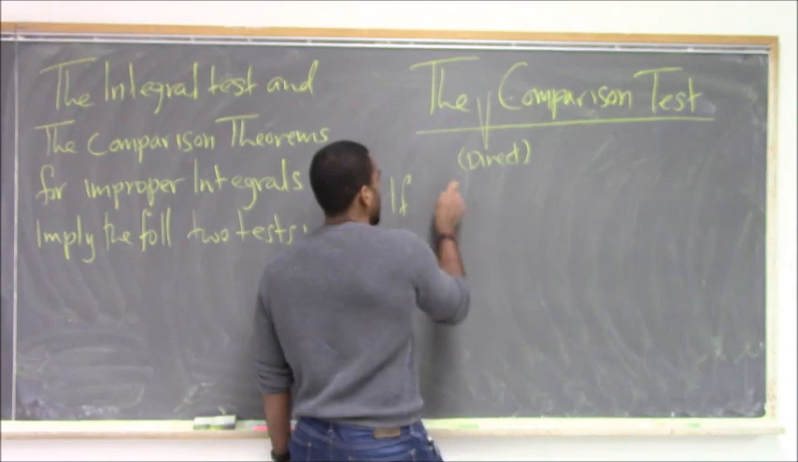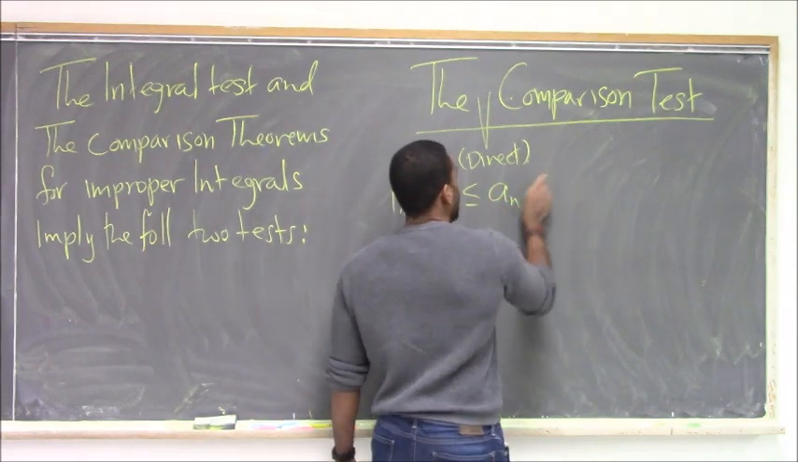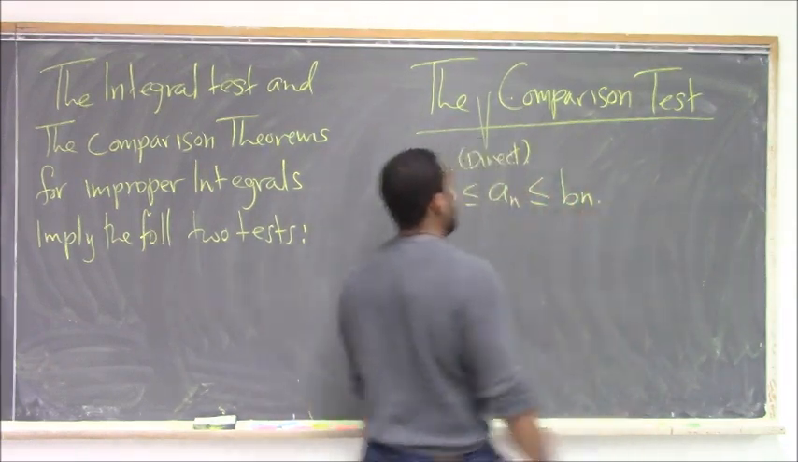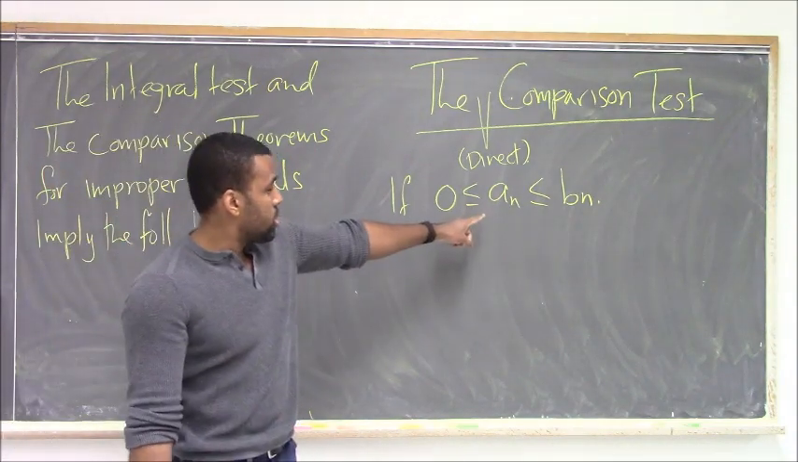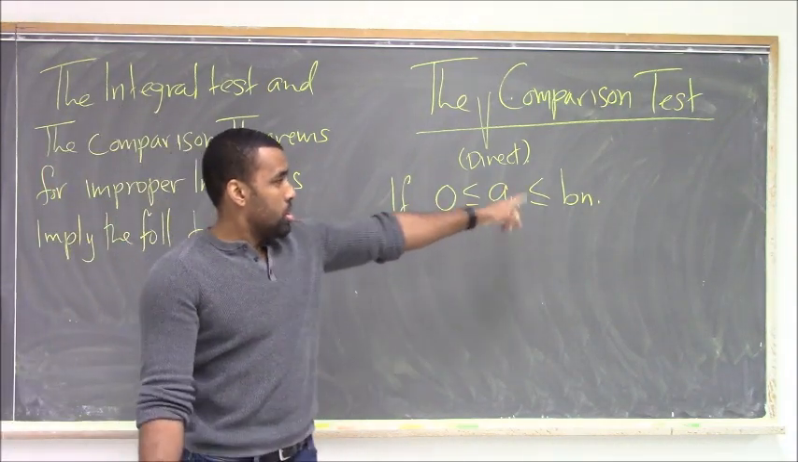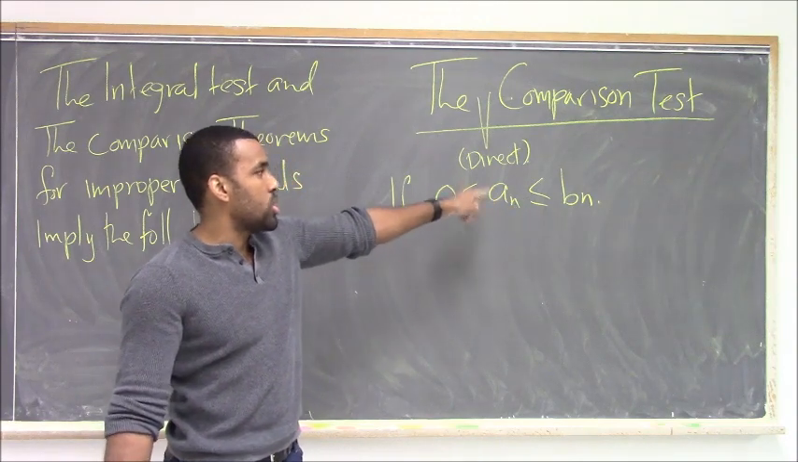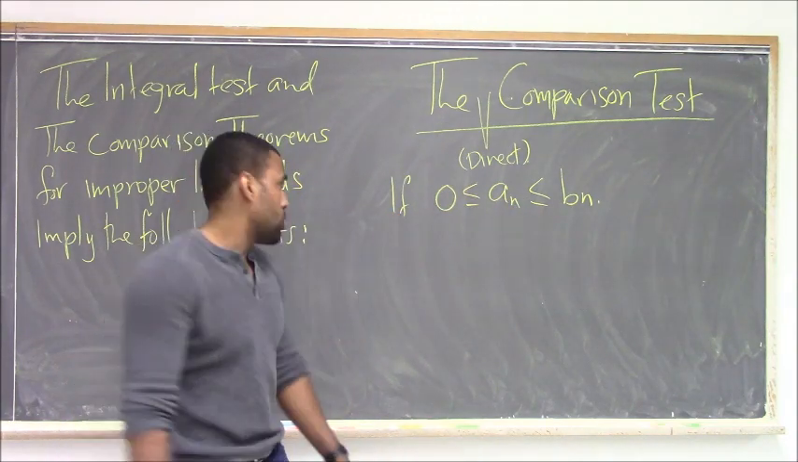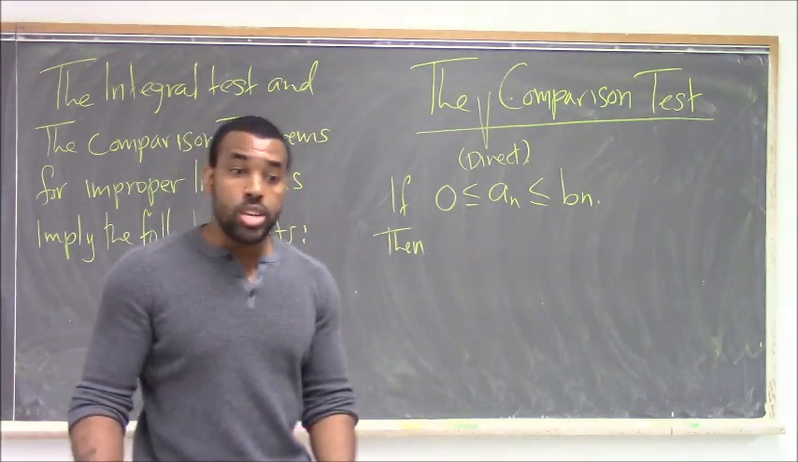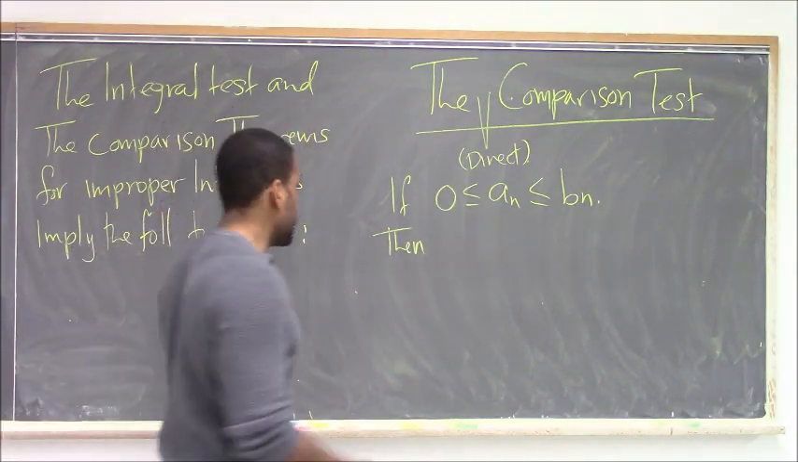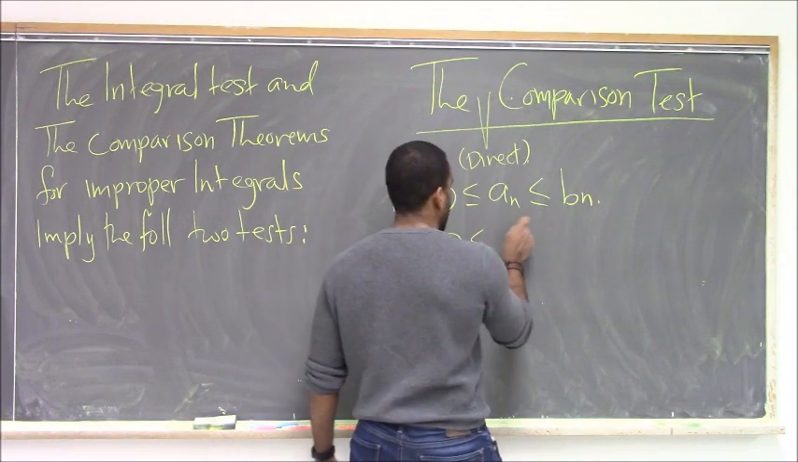If we have two sequences that line up this way. The outputs of one sequence are always greater than or equal to zero. The outputs of another sequence are always larger than or equal to the outputs of the first sequence. Then it turns out that the series will obey inequalities. That actually should make a lot of sense to you.